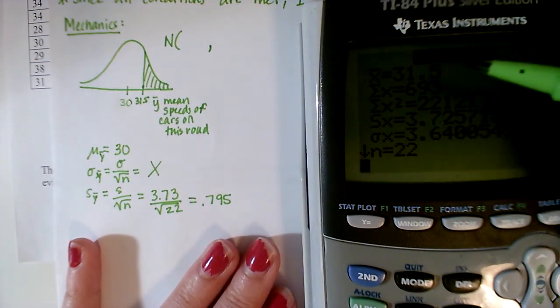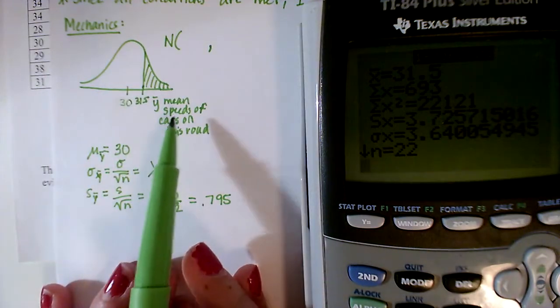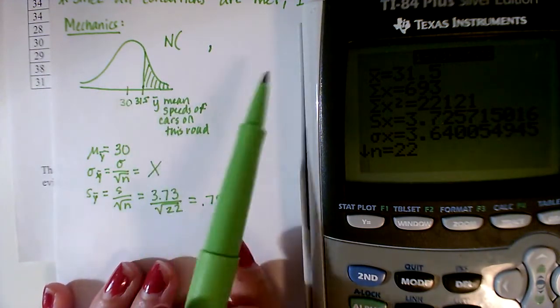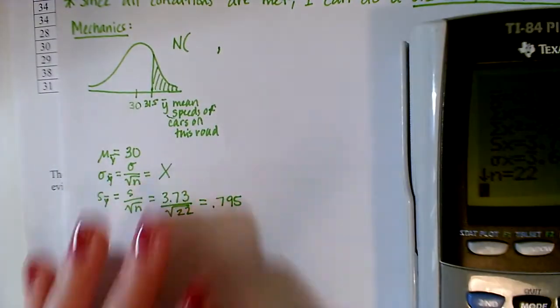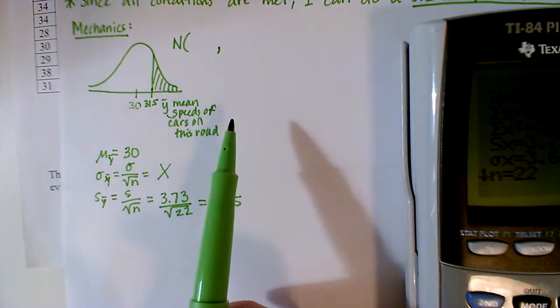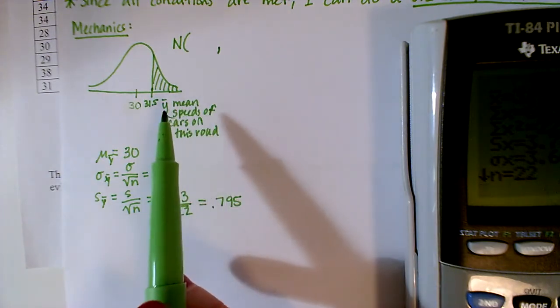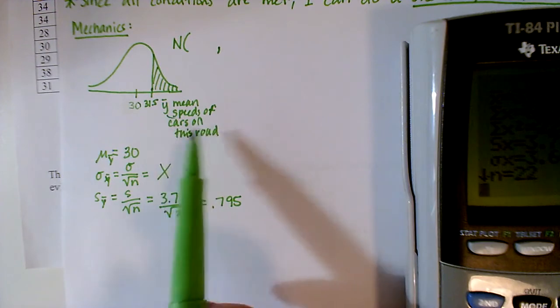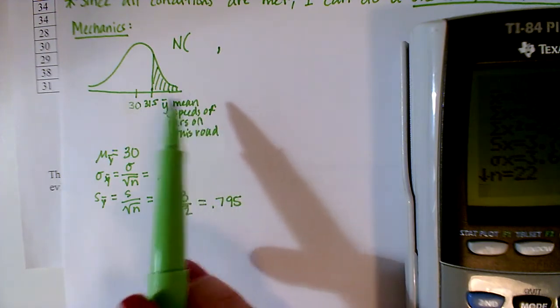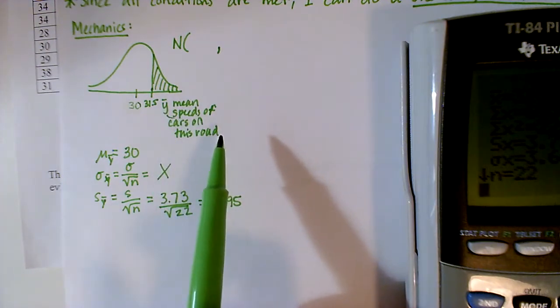So what is this? This is x bar. Now, I don't know why, but for some reason I decided to use y bar here. You could definitely use x bar. And remember, this is just the label. So for a sampling distribution, y bar is the mean speed of cars on this particular road, Triphammer Road. So the mean speed of different samples.